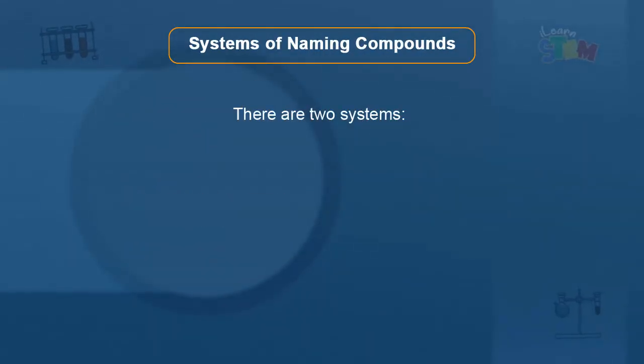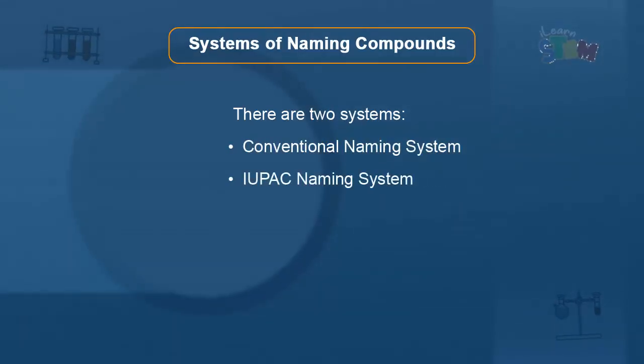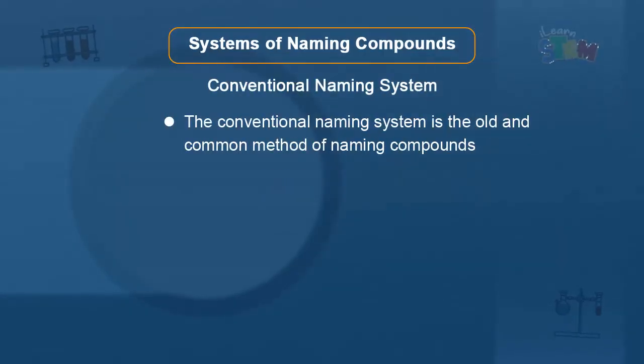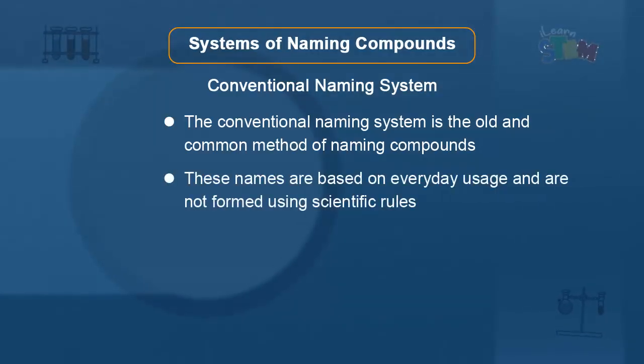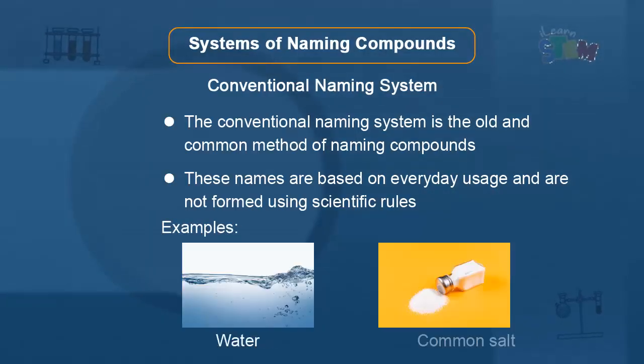Systems of naming compounds are of two types: the conventional naming system and the IUPAC naming system. Conventional naming system. This is the old and commonly used method of naming compounds. These names are based on everyday usage, and are not formed using scientific rules. Examples of compounds named using this system include water and common salt. Although these names are easy to use, they do not provide detailed scientific information about the compounds.